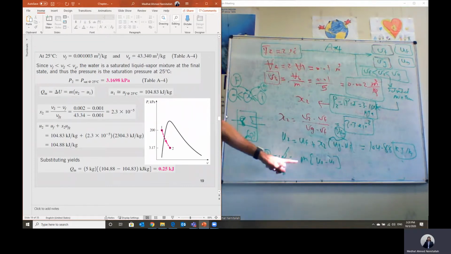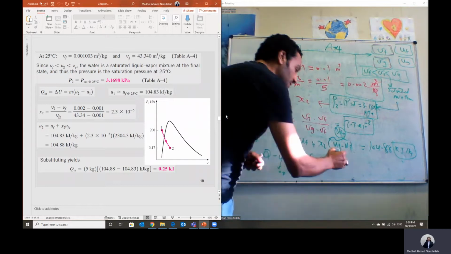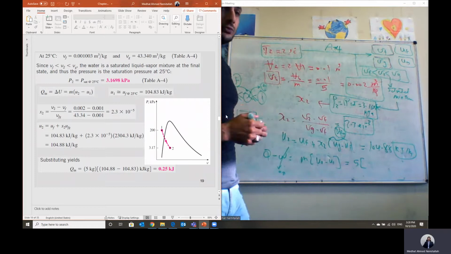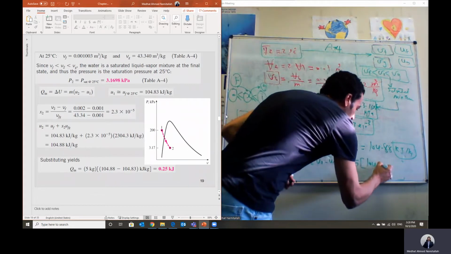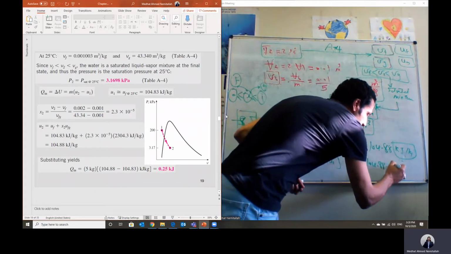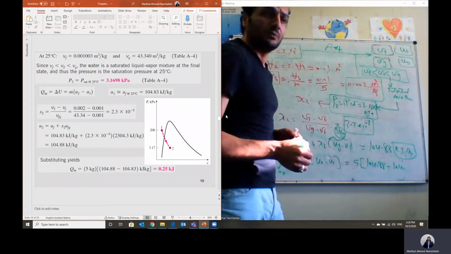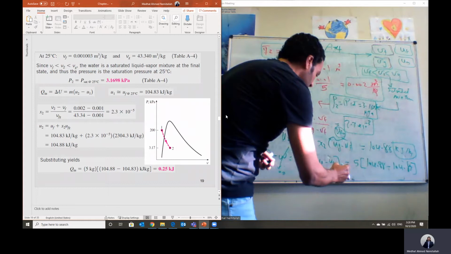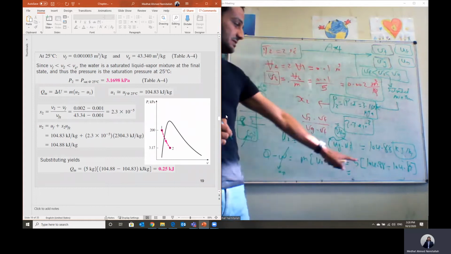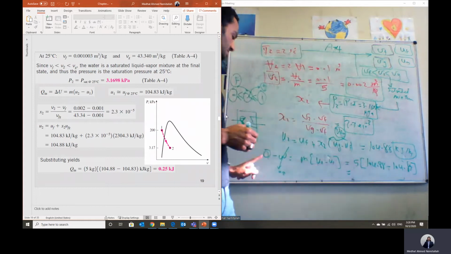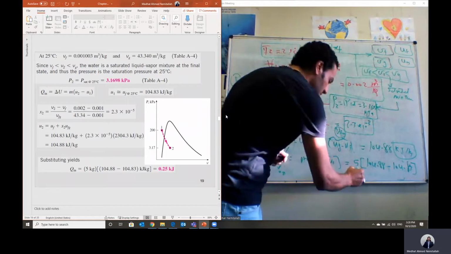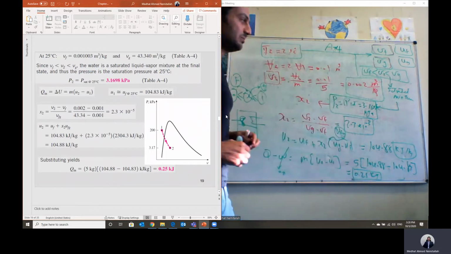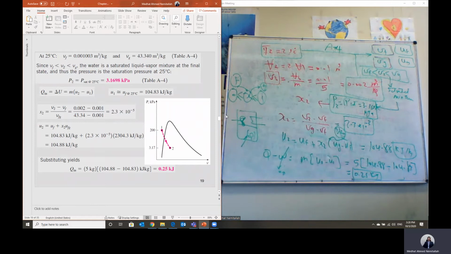So the work is equal to 0, and the heat transfer will equal mass multiplied by U2 minus U1. Mass is 5. The specific energy U2 is equal to 104.88 minus the specific energy U1, which is 104.87. In this case, we can calculate the heat transfer. This is kilojoule per kilogram, and this is kilogram, so the heat transfer will be in kilojoule. It will equal 0.25 kilojoule, and this is the amount of heat transfer in this process.